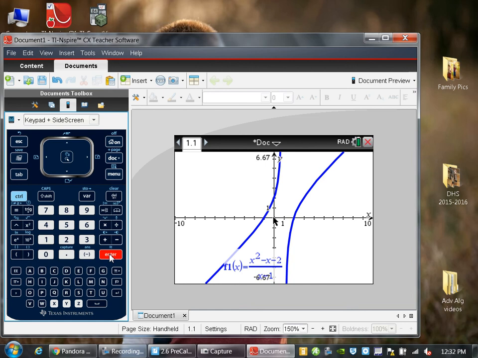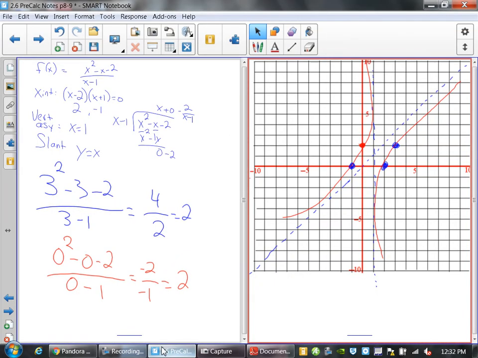So, domain on this one again. We write that down. What's my domain? All real except for 1, because you had a vertical asymptote at 1. One other little bit, we'll save that for Thursday.